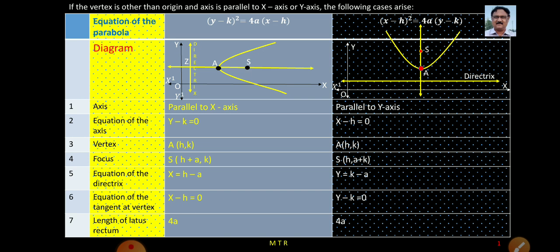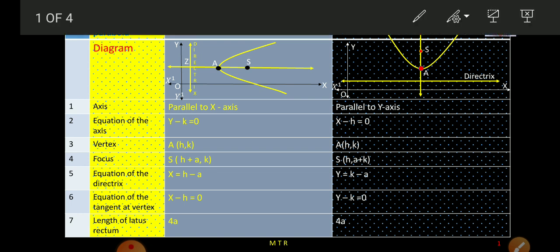In the previous case also, (y minus k) whole square, so the equation of the axis is y minus k. Okay. Focus is (h, a plus k). Equation of the directrix is y is equal to k minus a. Equation of the tangent at the vertex: this is simply the coefficient of 4a, 4a into (y minus k) here, so y minus k is the tangent at the vertex. Okay. Length of the latus rectum is 4a. In this case, these are the formulas.